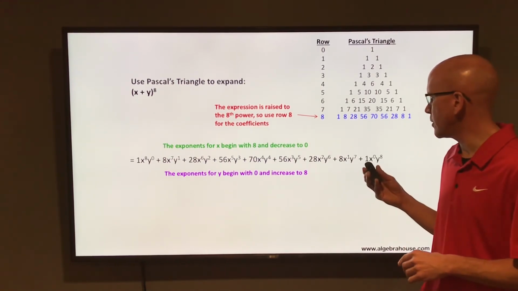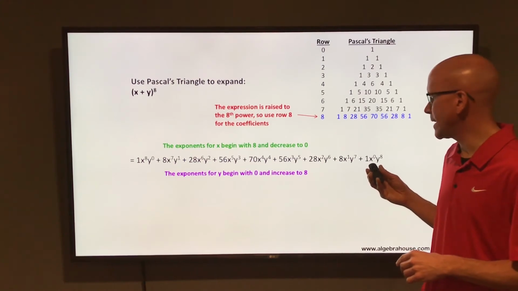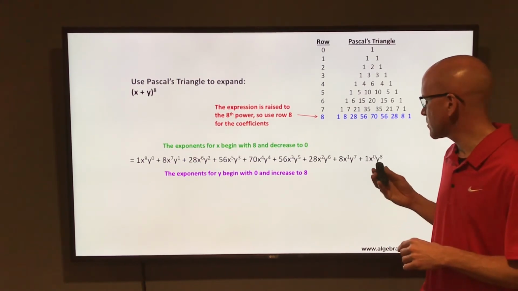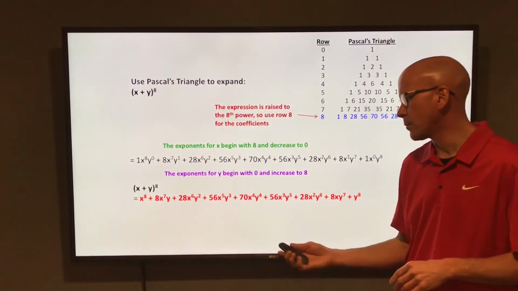And then on the last term, you don't need the 1, and you don't need x to the 0. Those are both 1. Just y to the 8th for the last term. So the final product would be this.